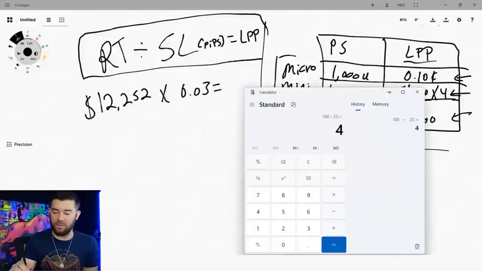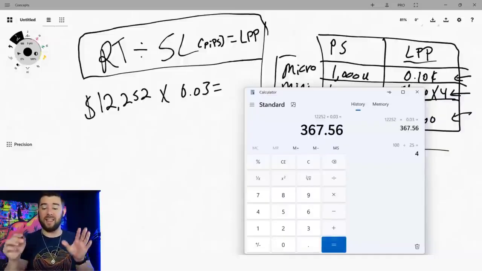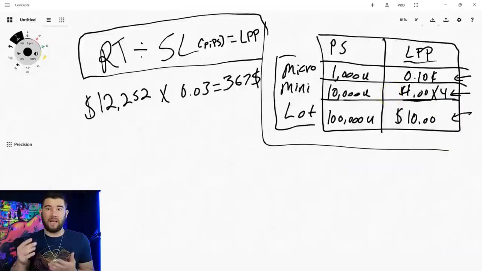So this is how quickly you can do it. Just come to a calculator, do 12,252 times 0.03. That gives us $367.56. This would be our RT.